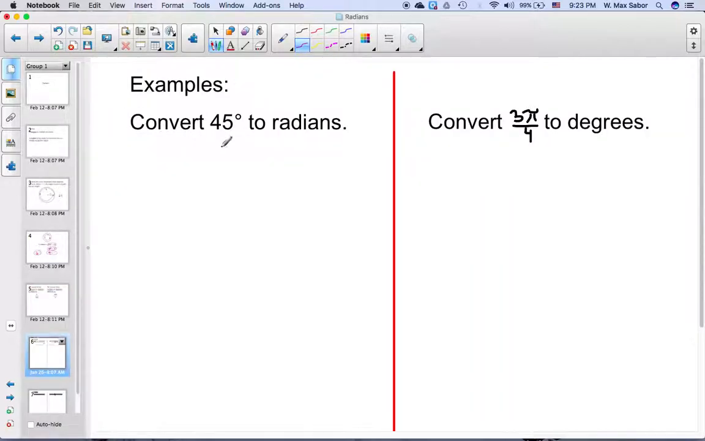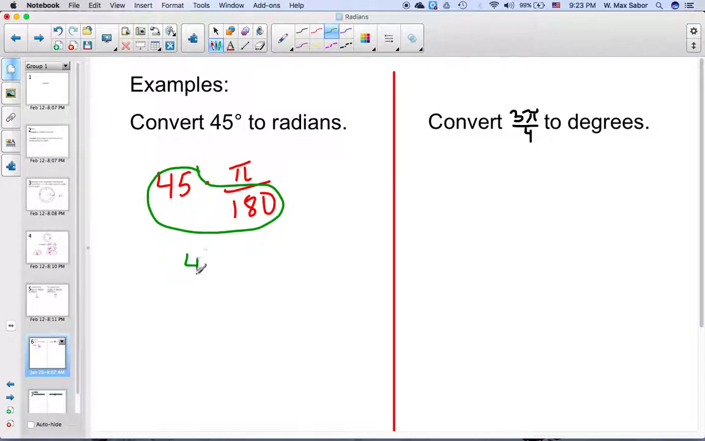All right, so we're converting to radians. So we will multiply by pi over 180. Typically, we'll just multiply these, 45 over 180, and then leave the pi alone. 45 over 180 is 1/4, and then we leave the pi alone.